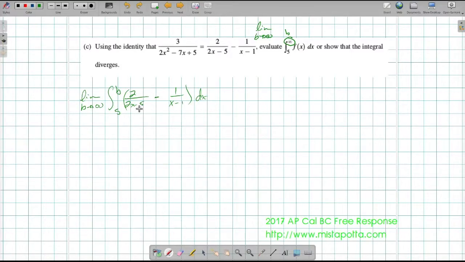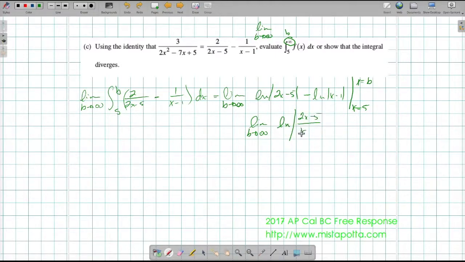So if I'm integrating it, this is a natural log. If I let u be 2x minus 5, then du is going to be 2. And so this comes out to be, again, having to put that limit down, the natural log of the absolute value of 2x minus 5 minus the natural log of x minus 1. And I'm evaluating this from x equals 5 to x equals b. Now, this is a natural log difference, so I can combine this into a single natural log. So I'm looking for the limit as b increases without bound of the natural log of 2x minus 5 over x minus 1.